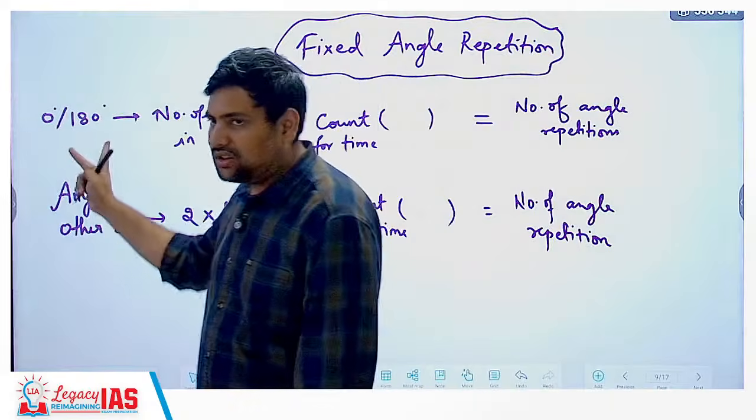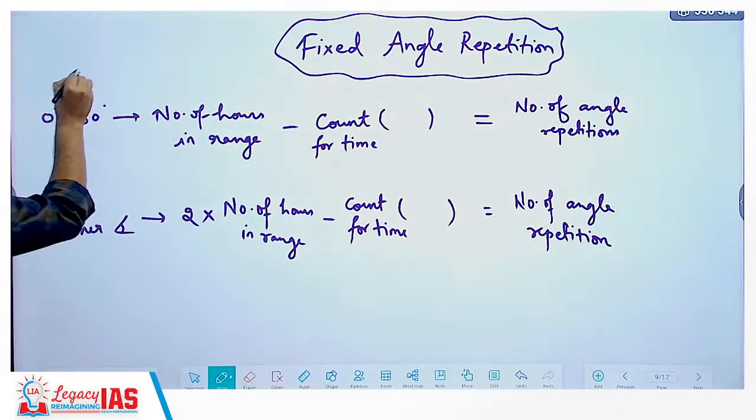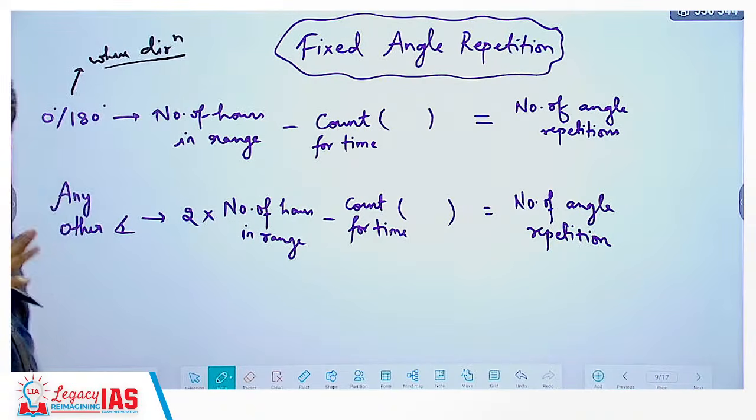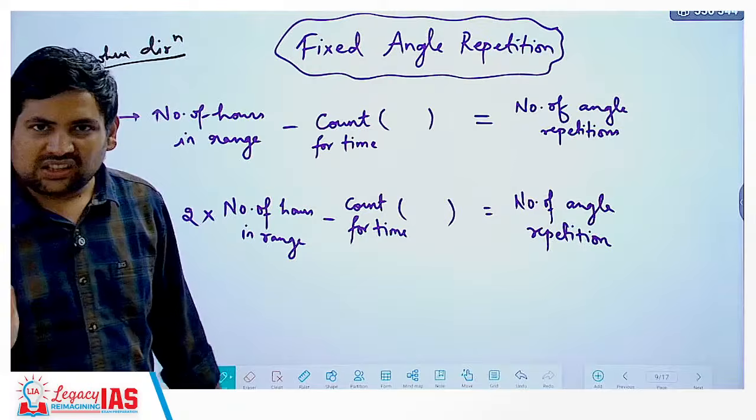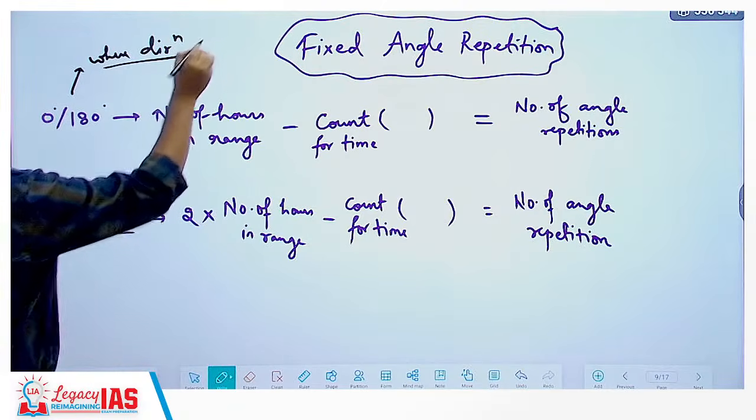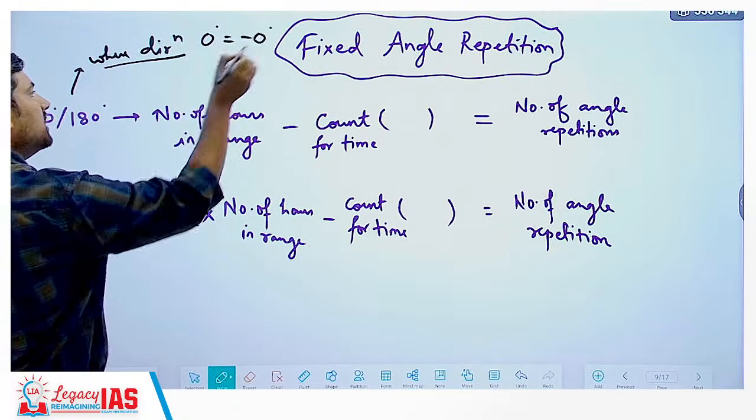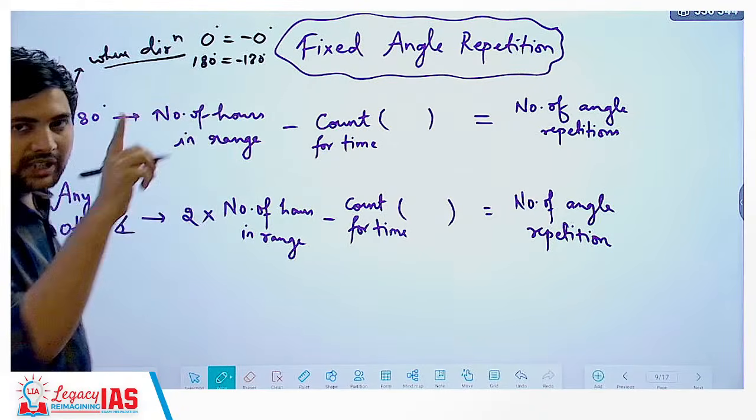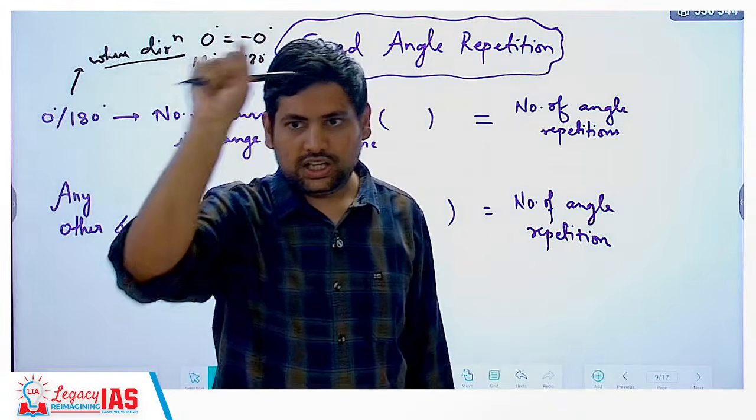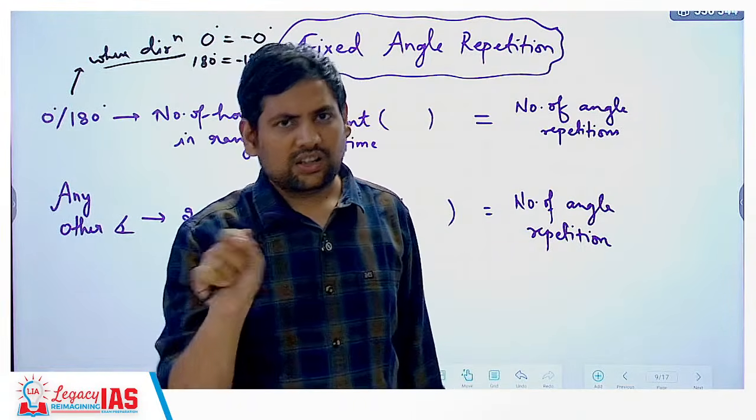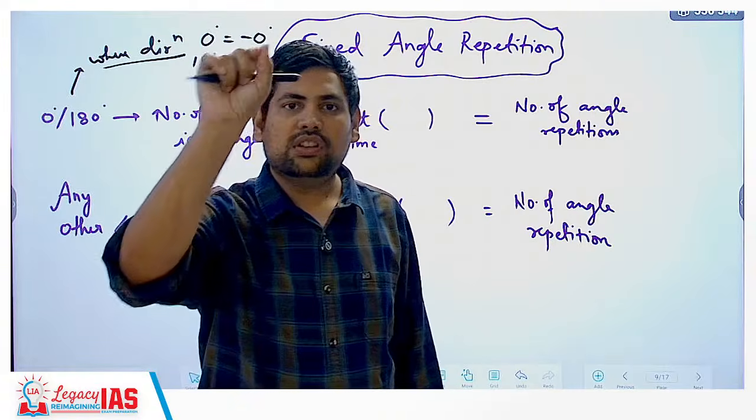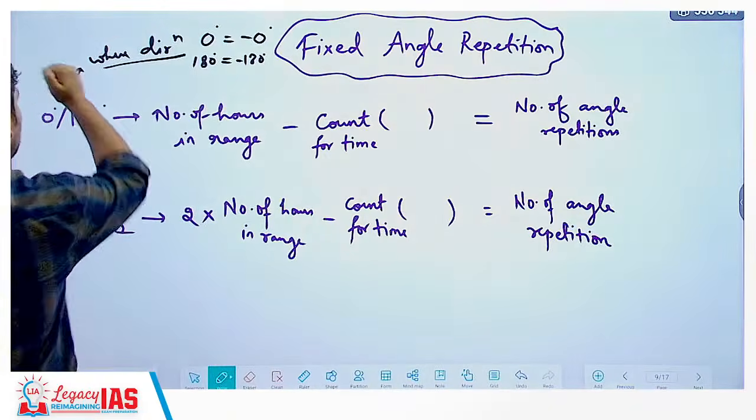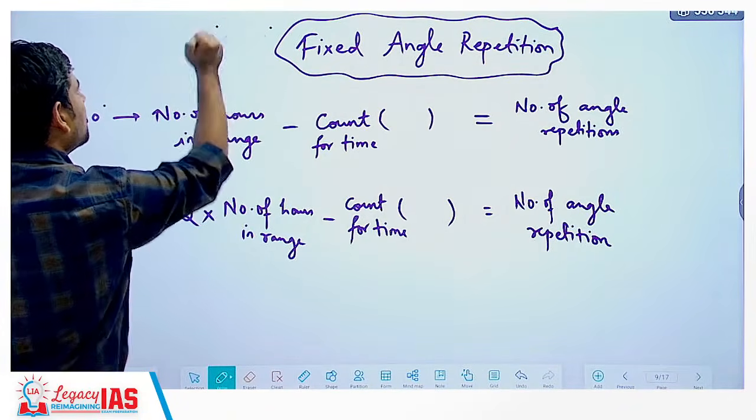Because 0 and 180 degrees are angles where the direction does not matter. That means whether the hour hand is ahead or the minute hand is ahead does not matter. Correct? Because 0 degree is also equal to minus 0 degree, and 180 degree and minus 180 degree also give you the same time. Can you feel this? If this is 180 degrees in the clockwise direction, where you reach 6, then going from here anti-clockwise you again get 180 degrees. So for 0 and 180, the directions do not matter.